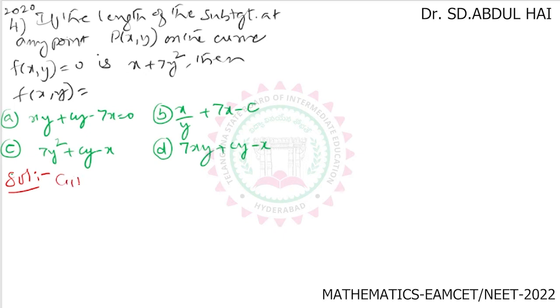The given curve is x plus 7y square. Already what he has done, the length of the subtangent at any point on the curve is this. So we need not find the length of the subtangent directly. We have to use this value.